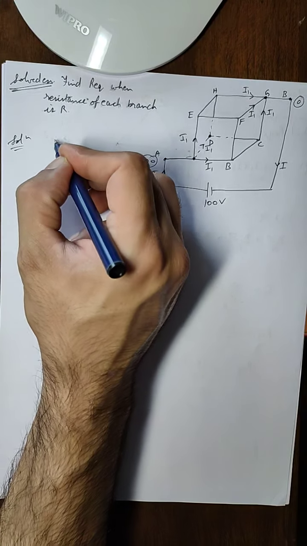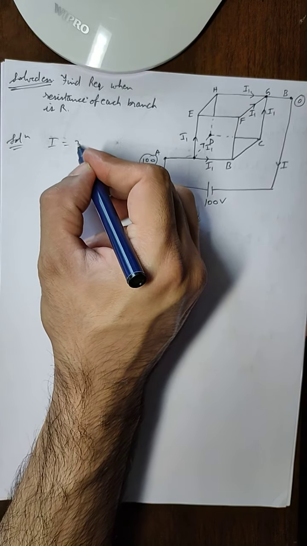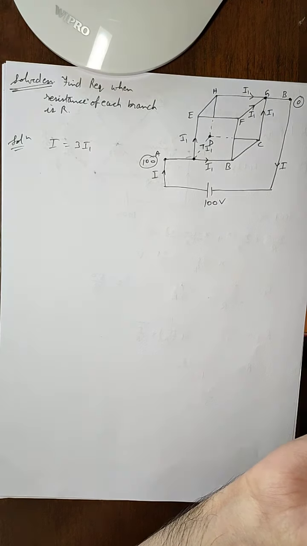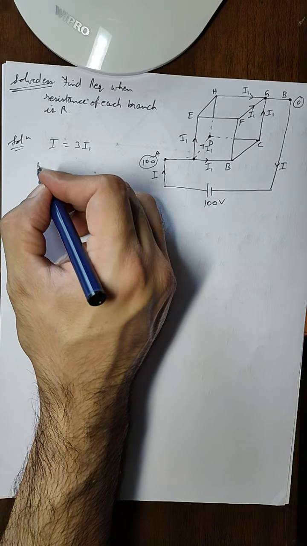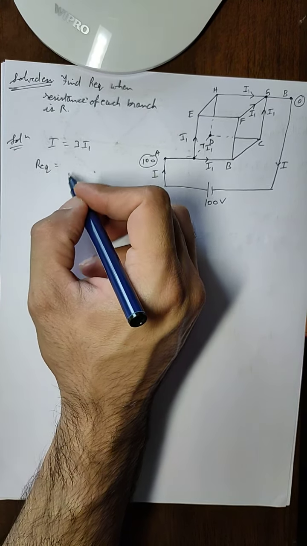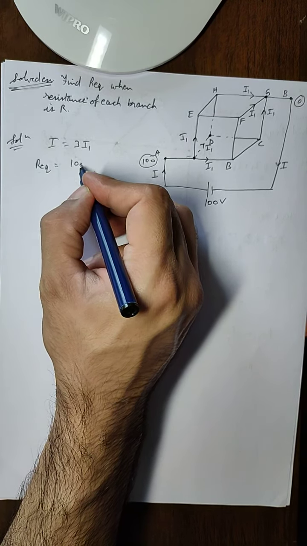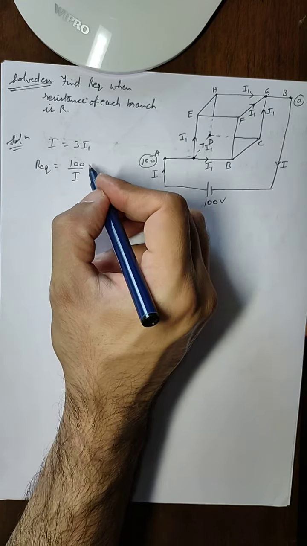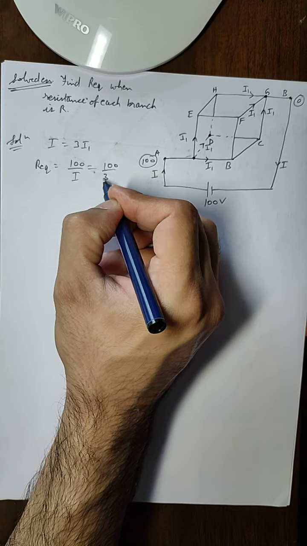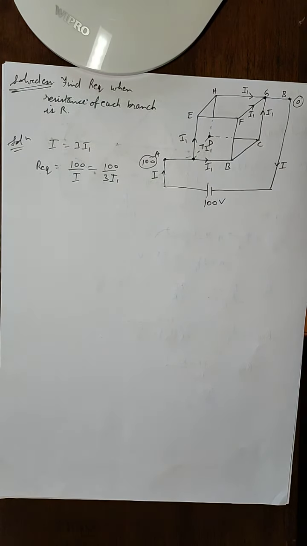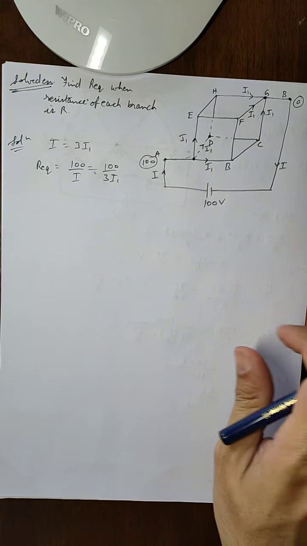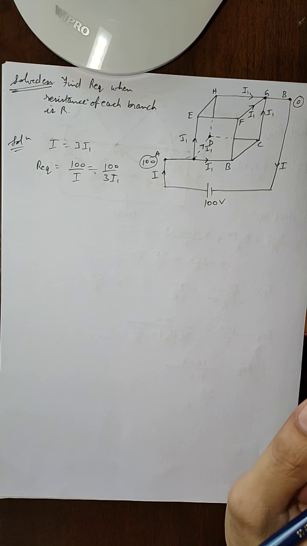So if we write the solution, we can say that the current I is equal to 3I1. And equivalent resistance, since it is equal to potential difference upon total current, will be equal to 100 upon I, or 100 upon 3I1. So all we need to find out is the value of I1 from this circuit.